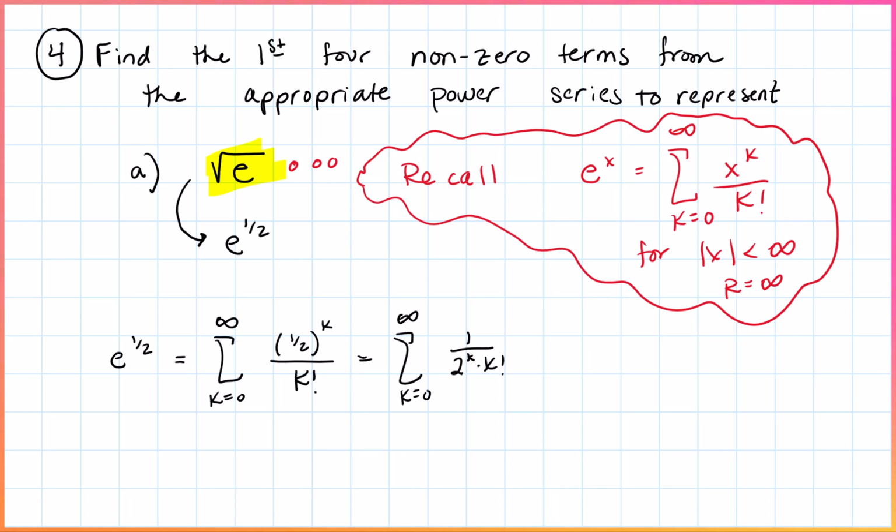Wanted to mention real quick, we kind of glossed over the fact that we could even do this, but remember that the radius of convergence, I did write it over here in my recall, is infinity, which means that x can be any number.